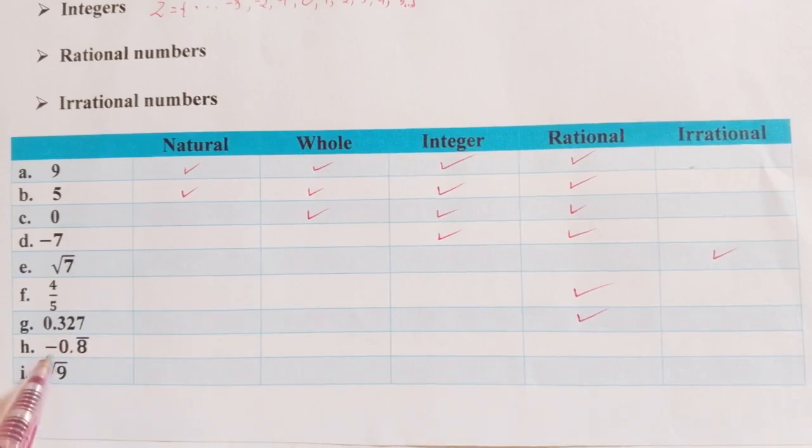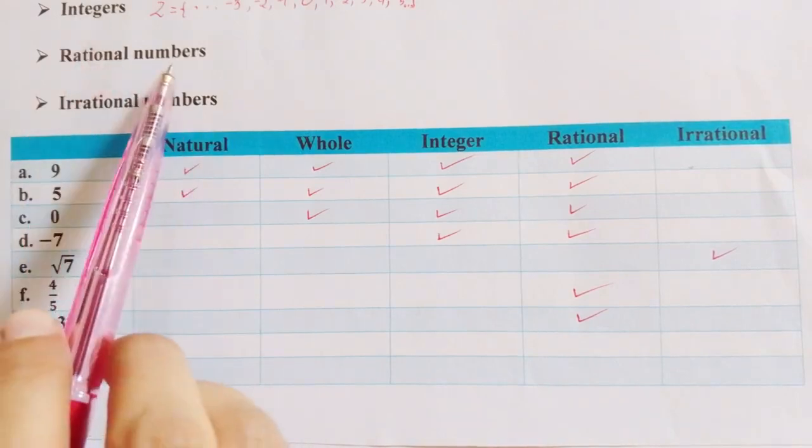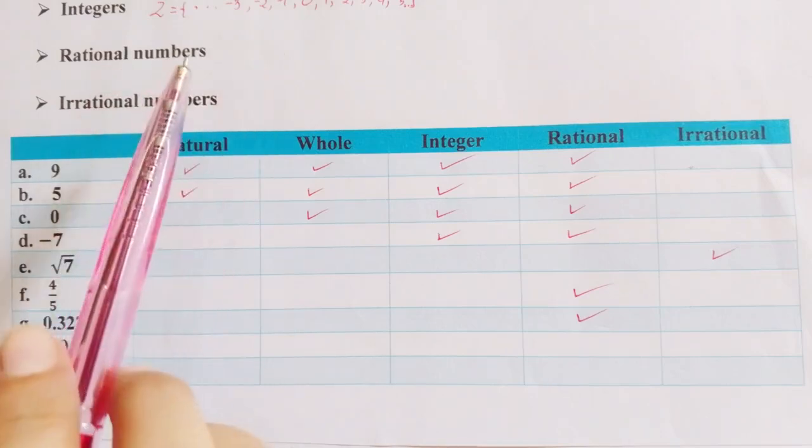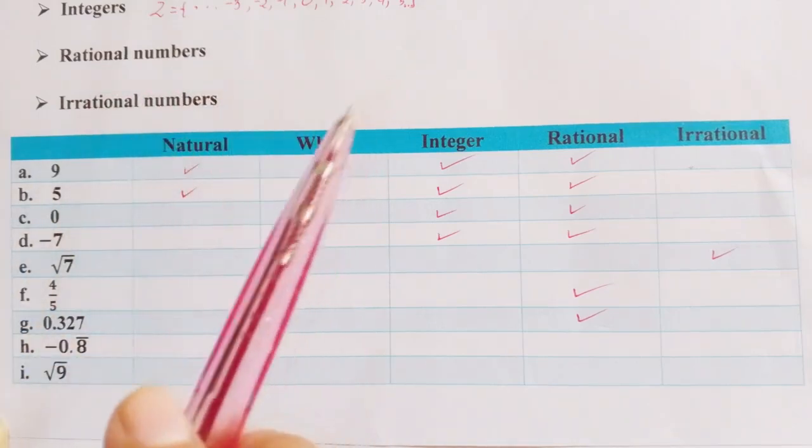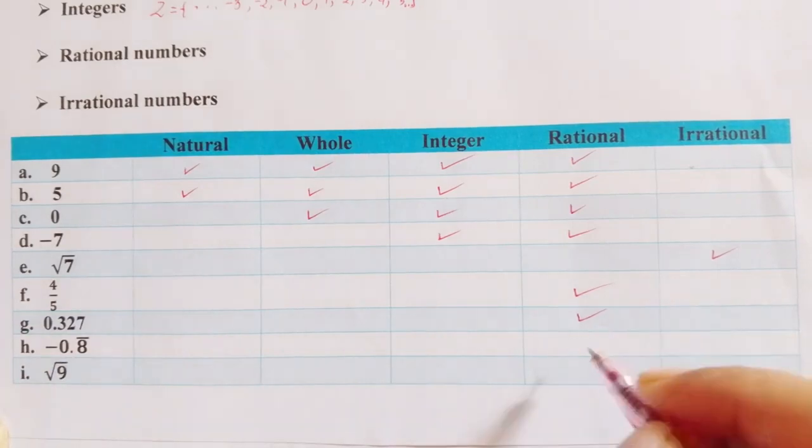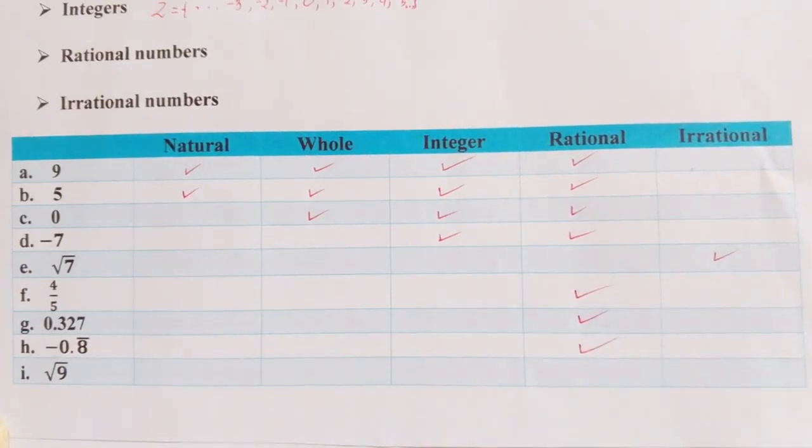We have here negative 0.8888, so it is a repeating decimal. Again, for rational numbers, the decimal is either terminating or repeating. So we have here a repeating decimal, therefore it is a rational number. How about this one, square root of 9?